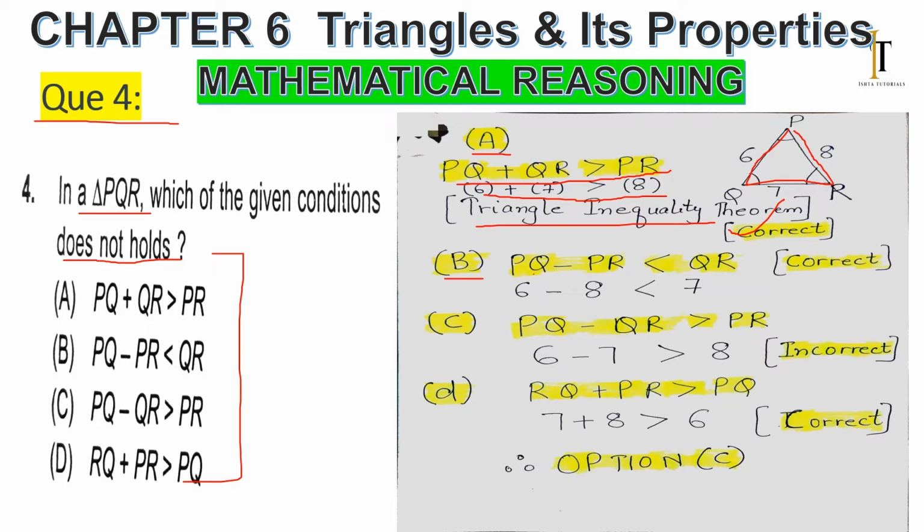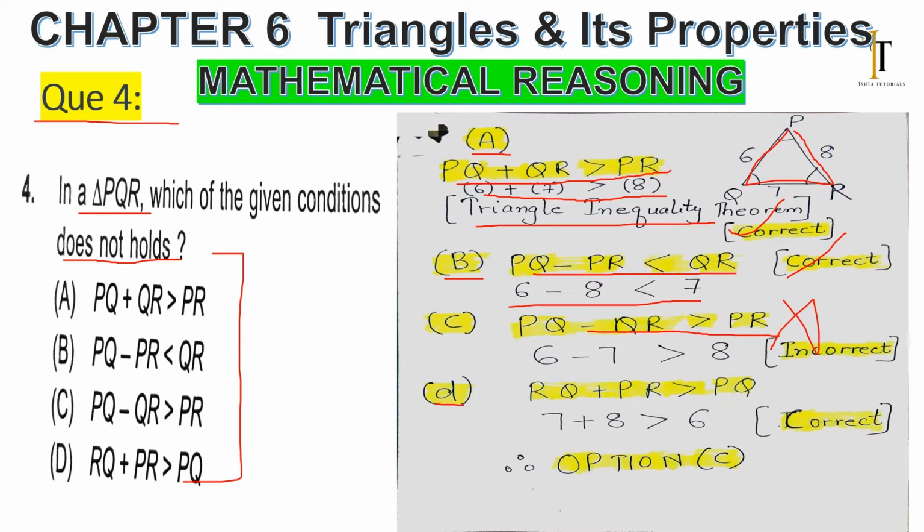Here PQ minus PR is less than QR. Okay, then 6 minus 8 is less than 7. Yes, again it's correct. Now see, PQ minus QR is greater than PR. Then 6 minus 7 is greater than PR. No, it's incorrect. Now D.